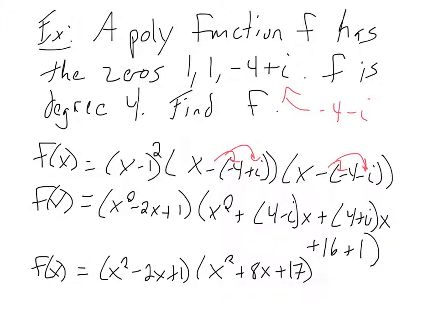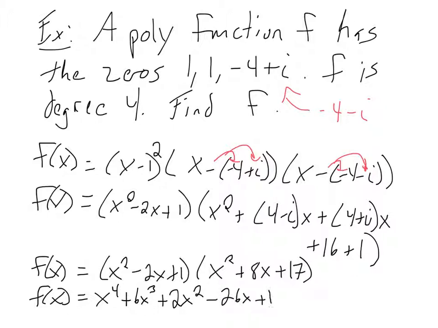And then I'm going to skip all the intermediate steps here just for the sake of time and space. But if you do polynomial multiplication, multiply this by all three terms here, this by all three terms here, and this by all three terms here, and then combine all of your like terms, what you'll end up getting is x to the 4th plus 6x cubed plus 2x squared minus 26x plus 17.